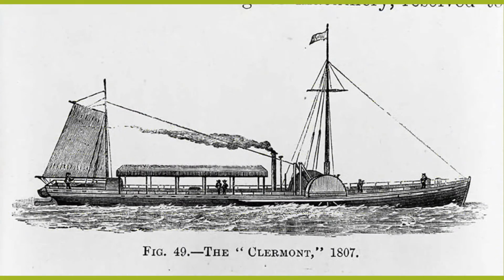There's the Claremont. Again, pretty simplistic. You had a steam engine on it, and it turned these water wheels, and they pulled the ship along. You still had sails for when the wind was favorable, and you just didn't want to use the engine because you only had so much coal.